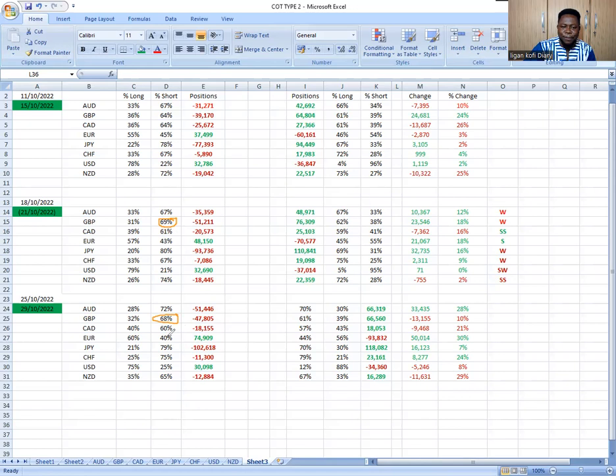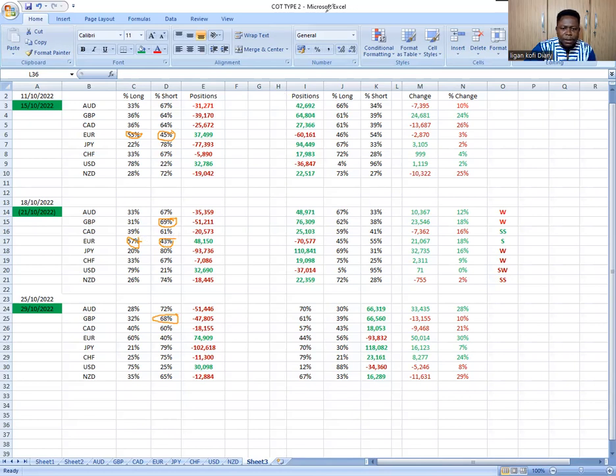Let's look at Euro. From 3 weeks ago, Euro was 45% on sell, and it reduced from 45% to 43%. Whilst those who were bullish increased from 55% to 57%. So it means the sellers are leaving the market and the buyers are increasing. And last week, 43, 57.